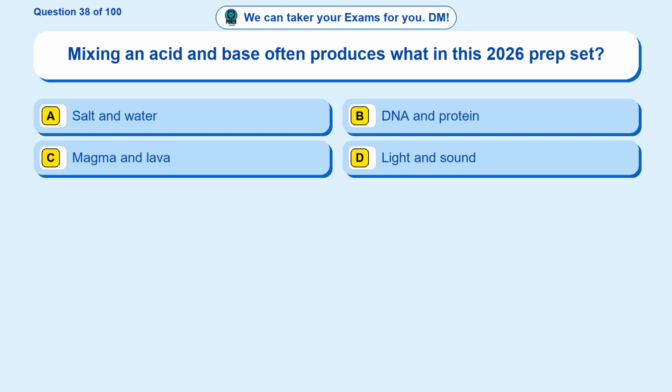Question 38. Mixing an acid and base often produces what in this 2026 prep set? Option A, salt and water. Option B, DNA and protein. Option C, magma and lava. Option D, light and sound. The correct answer is option A. Salt and water.